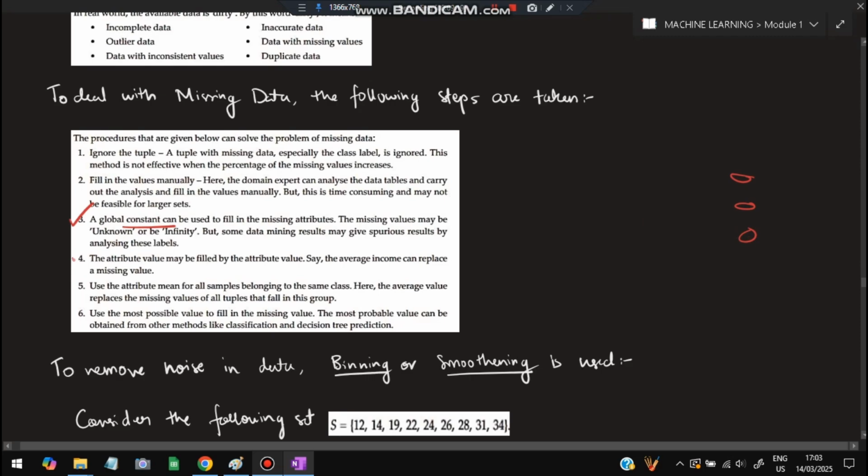Number 4. I can choose any global constant and fill all the places with it. The attribute will be filled by the attribute value, like the average value. If height is the attribute, the average height of a person will be like 5 or 6, so it will be filled there.